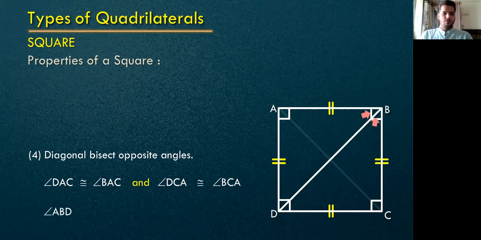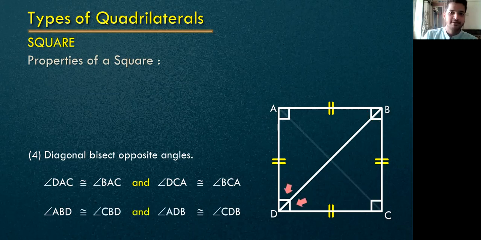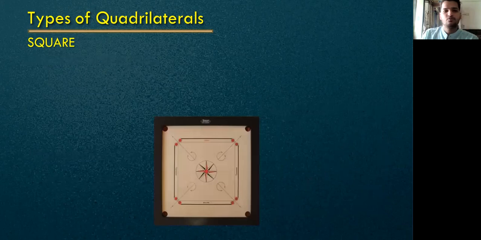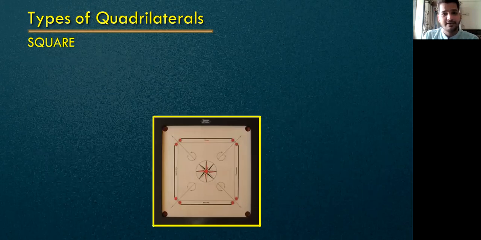On the same note, we can also divide angle D as ABD and CBD. So same way we can divide angle B and D also. Alright. Where do we see the square in our daily life? A carom board with all the sides equal to each other and all the angles of 90 degree. So it is a square shape.